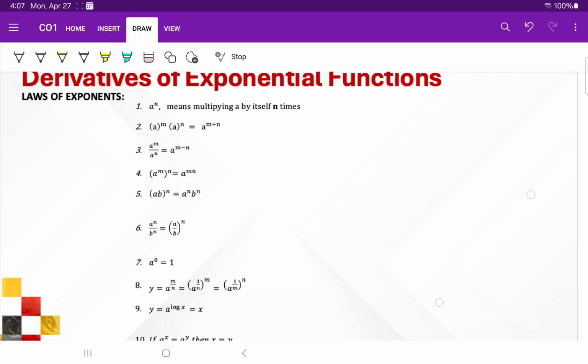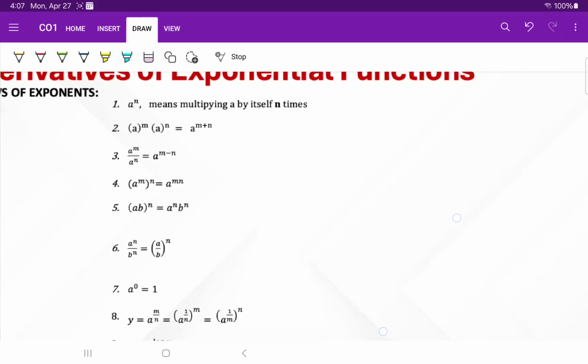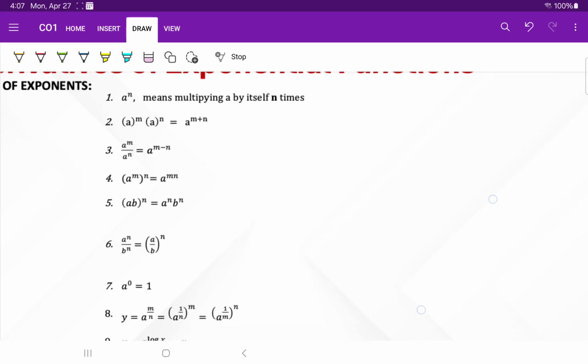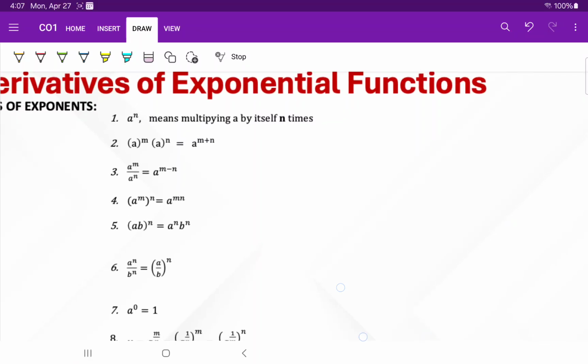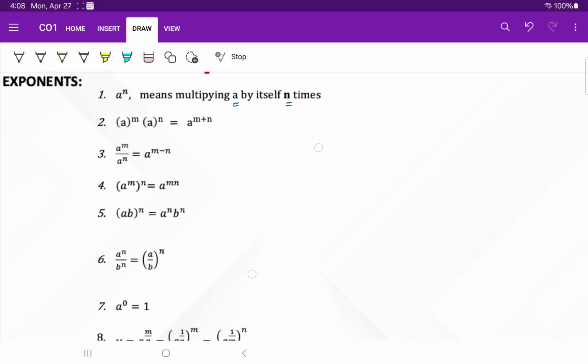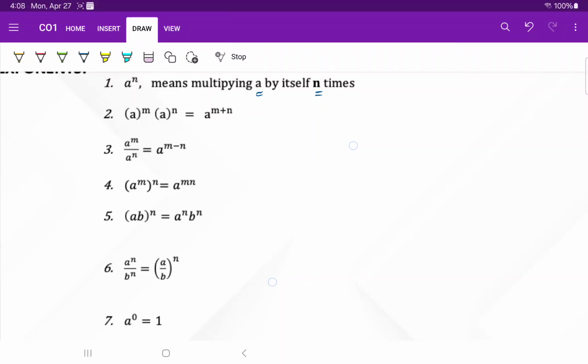Alright, so we start first with the laws of exponents. These are the laws that we've discussed also in algebra. If we have a to the n, that means you multiply a by itself n times. And a to the m times a to the n is a to the m plus n, which means that if you have two different functions with the same base, to multiply, we simply add the exponents. And if it's division, we subtract the exponents.